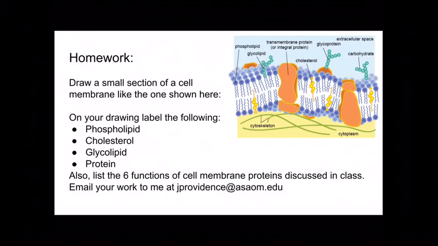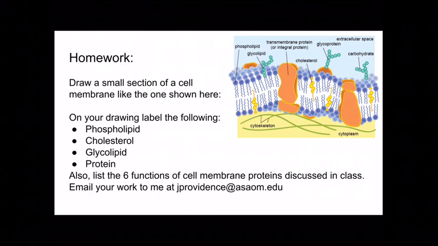So your homework for this section, this is the last part of the first section of class, but here you are getting it so late, but here it is. What I want you to do is draw a small section of a cell membrane like the one shown here. So on your drawing, you're going to show phospholipids, cholesterol, and glycolipids, so you'll show all 3 types of lipids that are in the cell membrane, and then you'll show a protein.